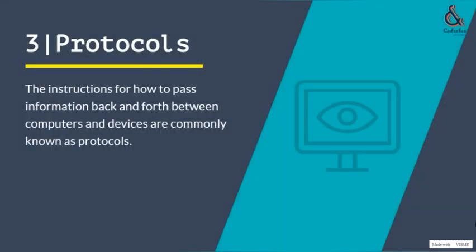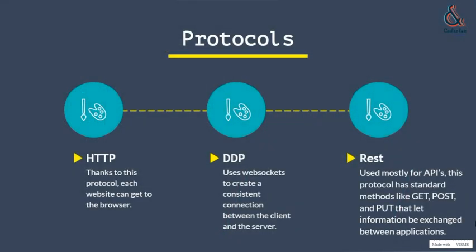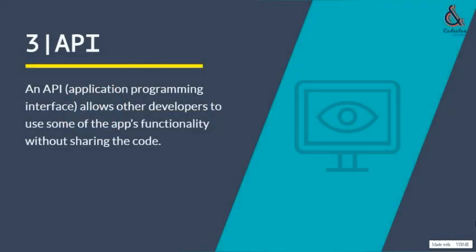Next, the very important topic named protocols. The instructions for how to pass information back and forth between computers and devices are commonly known as protocols. HTTP. DDP. REST. Used mostly for APIs, this protocol has standard methods like GET, POST, and PUT that let information be exchanged between applications.